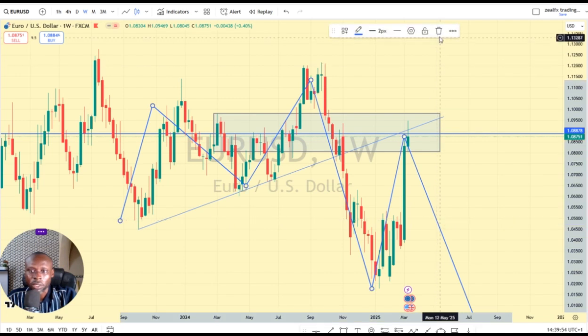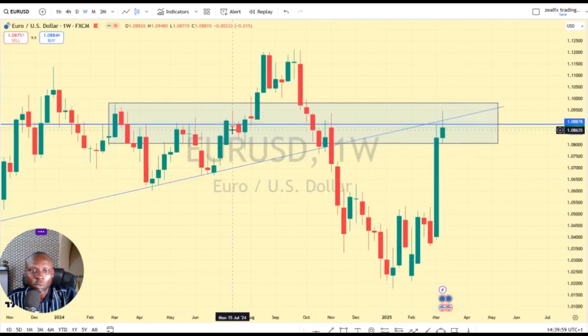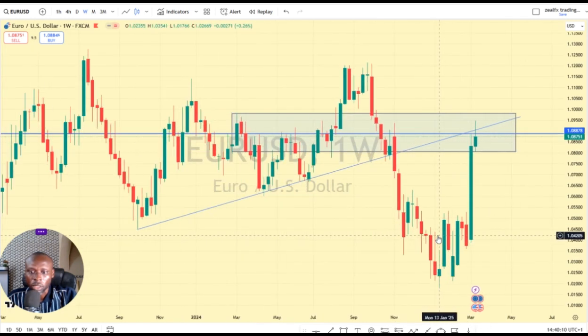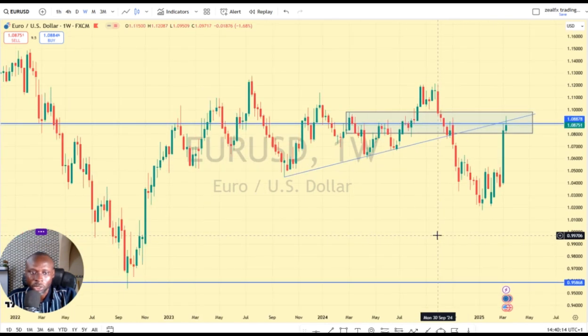On my weekly chart, you can see that price failed to break above this weekly resistance level. So long as price fails to break above this weekly resistance level, we expect Euro USD to drop this week. And currently, our weekly structure on Euro USD still remains in a downtrend.